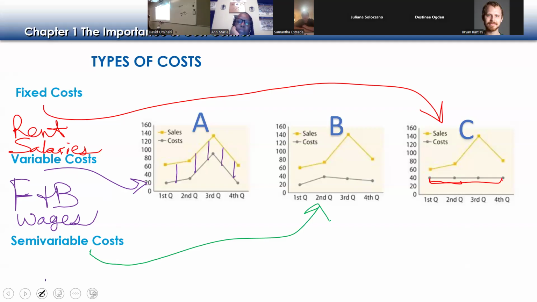All right, so semi-variable, you see how our costs kind of go up and down, but it's not in the same proportion because semi-variable has both variable and fixed. And the one thing that we consider semi-variable is labor. You'll want to remember this for your chapter 1 homework, the defining control homework. Semi-variable cost is labor because labor has salaries and wages. Labor encompasses both salaries and wages, which wages are the variable and salaries are fixed. That's why we call them semi-variable.